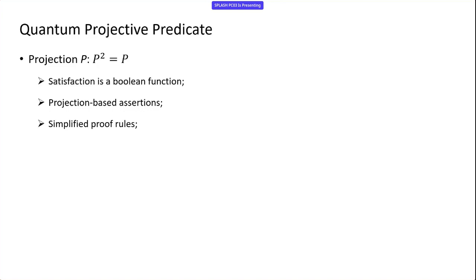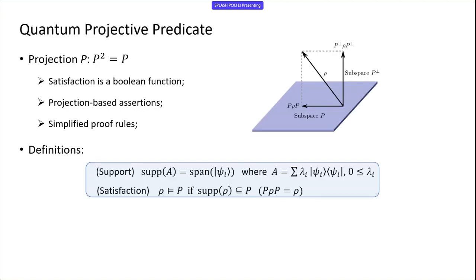So first one, the satisfaction is a Boolean function, and it's easy to construct projection-based assertions, and it also contributes to having some simplified proof rules. So now we give some necessary definitions that we need in our following discussion.